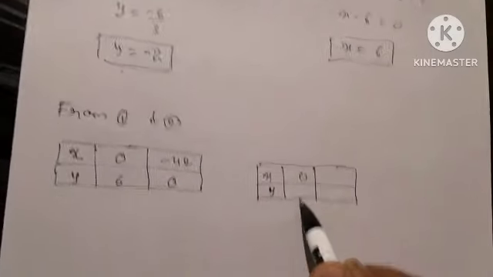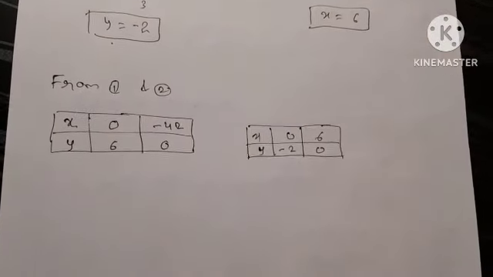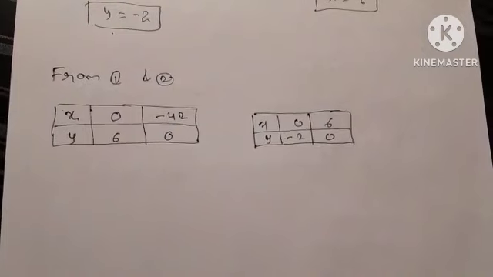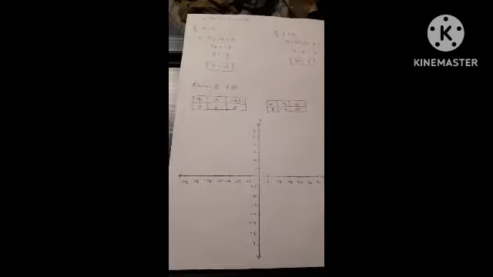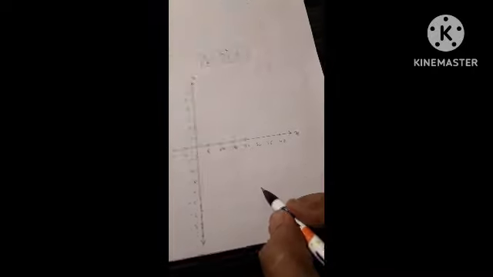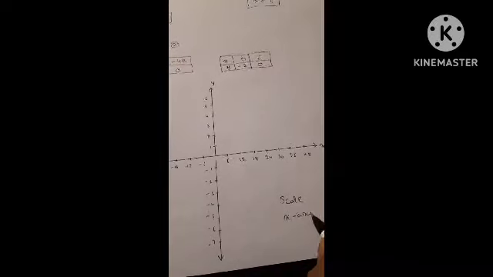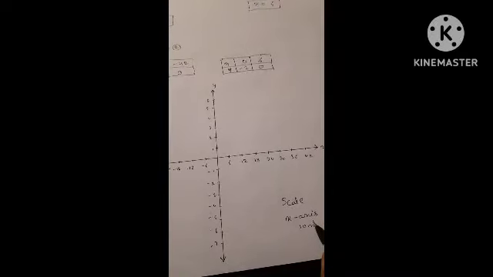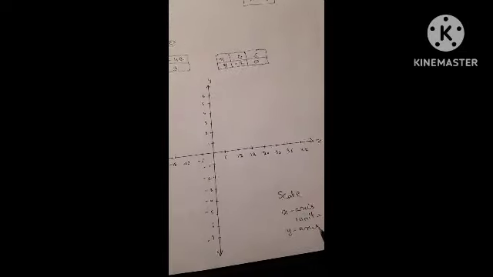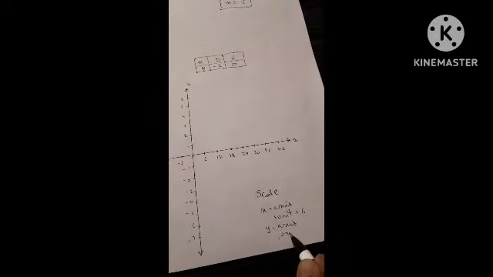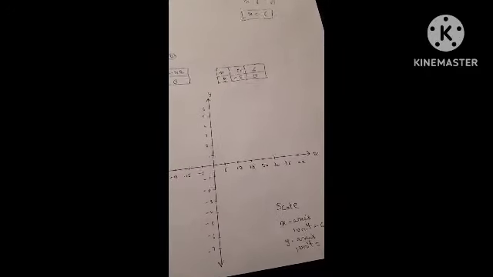So when x is 0, we get y as minus 2, and when y is 0, we get x as 6. We need to plot these two points in this graph. So we'll take the scale as follows: on the x-axis, 1 unit as 6, and on the y-axis, 1 unit is equal to 1.